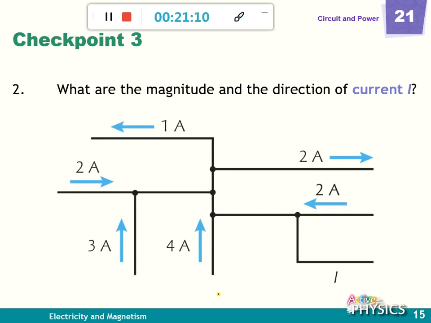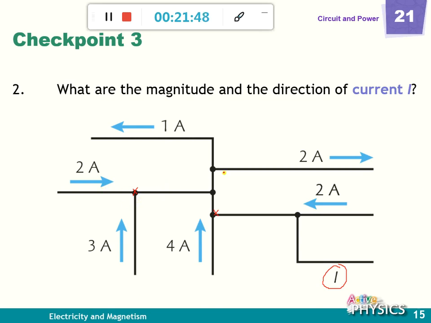Okay, question number 2. This one seems to be very difficult, but of course not. You just need to focus on the junction, then that's all. What you want is I, and for this I, you do not know whether it is in or out. So what do you do? You try to find the junction. In this junction, there is a lot of information on it, so you should focus on it.